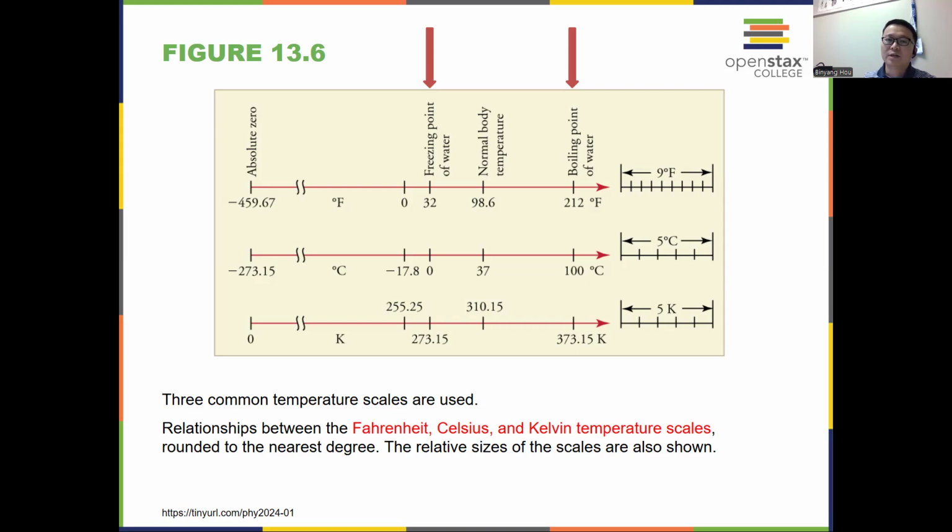For example, if you look at temperature scales, you can start with the freezing point of water and the boiling point of water as the two physical events as references. In the Fahrenheit scale, water freezes at 32 degrees and boils at 212 degrees. In Celsius, it freezes at 0 degrees and boils at 100 degrees. In Kelvin, it freezes at 273.15 Kelvin and boils at 373.15 Kelvin.